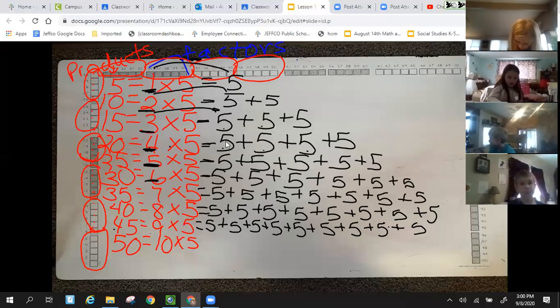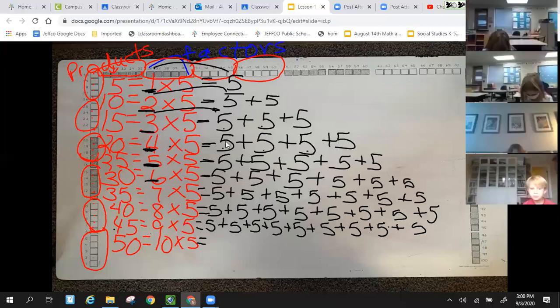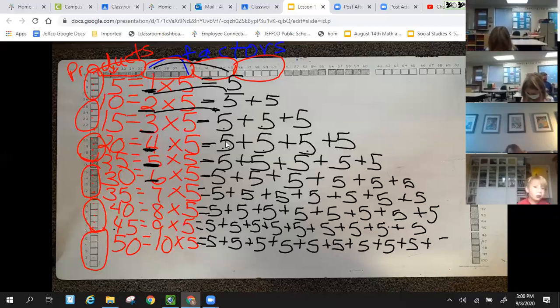And last but not least, how about Gabe? 10 times 5, how many 5s would I add together to get 50? Very good. 1, 2, 3, 4, 5, 6, 7, is multiplication related to addition? Yes, it is. If it's repeated addition, not just regular addition.